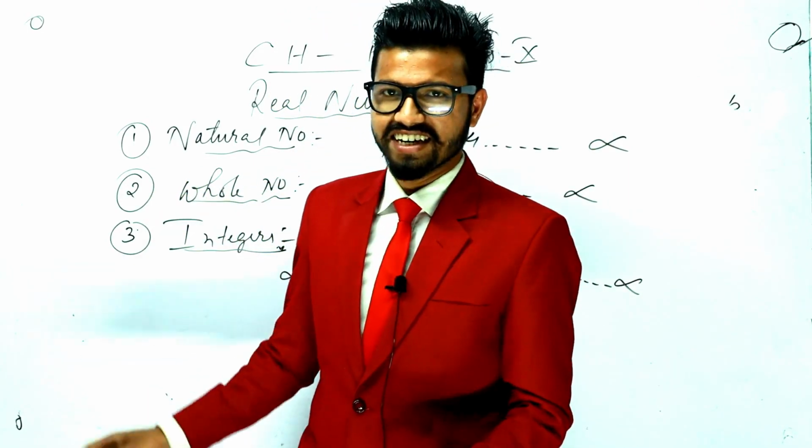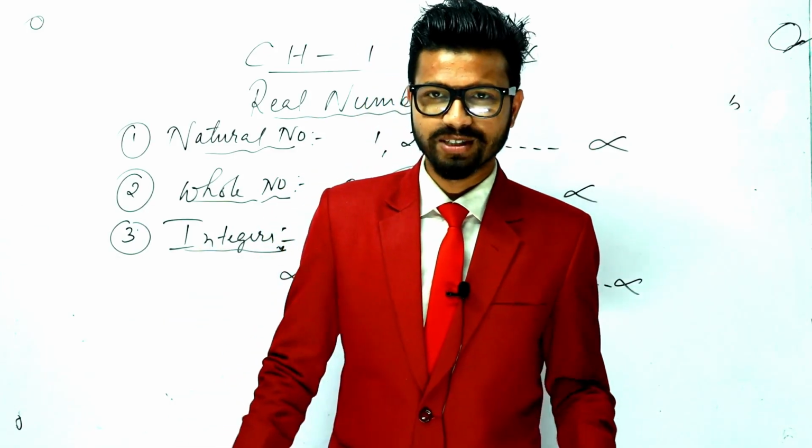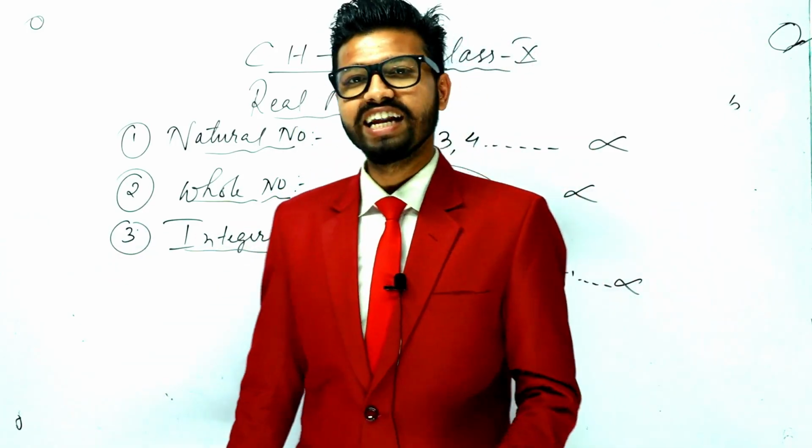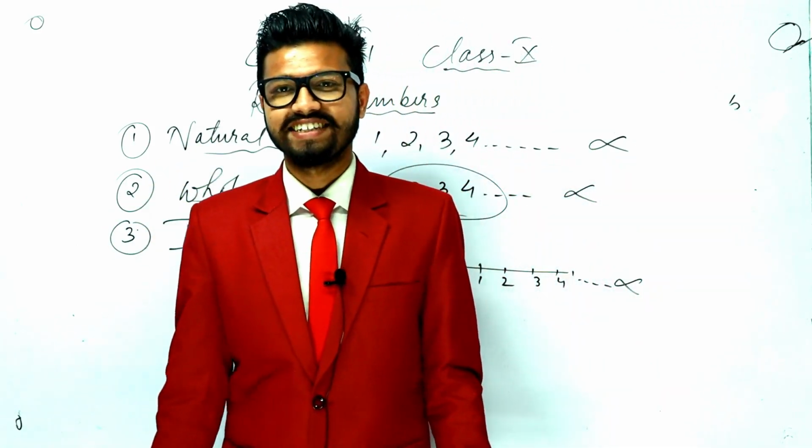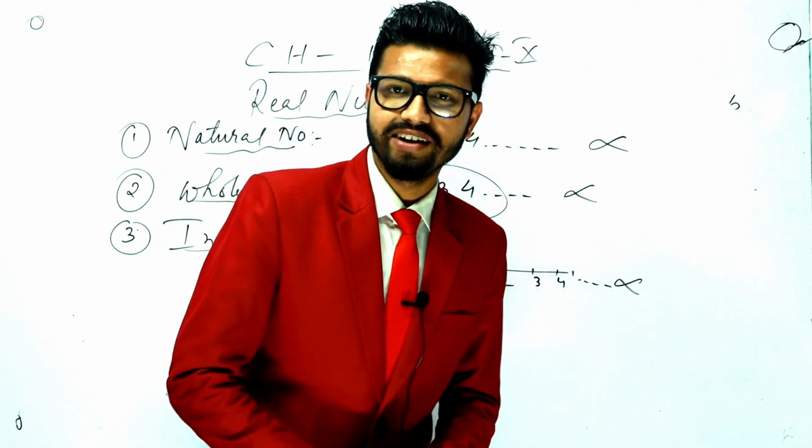Is every integer a natural number? It cannot be. Not possible. Why? Because integers include the negative integers, which is not possible in the case of a natural number. So I hope the concept is clear, everyone.